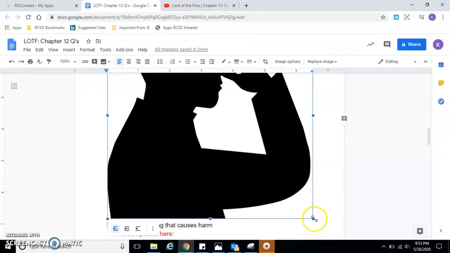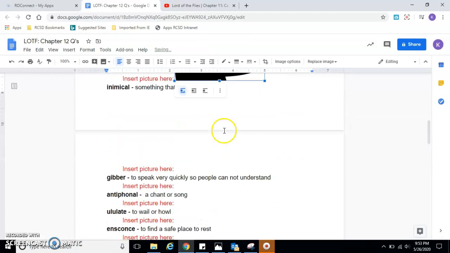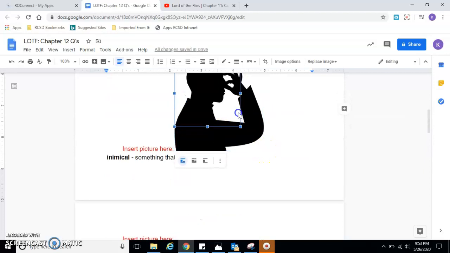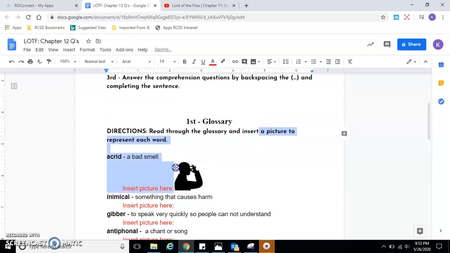You can find your own picture for your own story, remember? It doesn't have to be my picture exactly. It's whatever is going to help you remember what a bad smell is. All right.